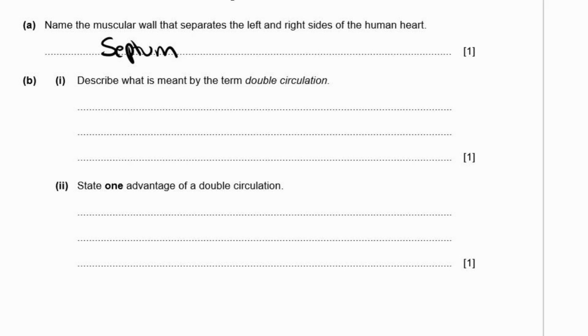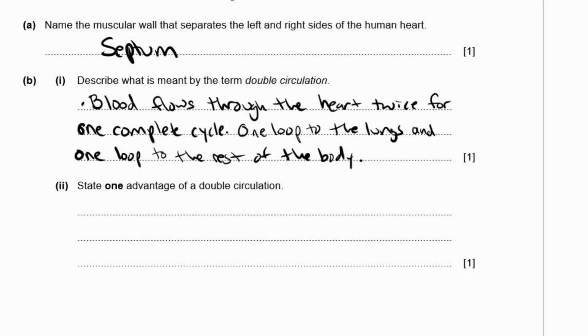B1, describe what is meant by the term double circulation. Okay, so double circulation means that the blood goes through the heart twice in one cycle. So blood flows through the heart twice for one complete cycle. One loop is to the lungs and one loop is to the rest of the body. You don't have to put both sentences down, choose one or the other, but if you do use the second sentence, make sure you say one loop to the lungs and one loop to the rest of the body in one complete cycle. So the key thing is one complete cycle, 2 loops through the heart.